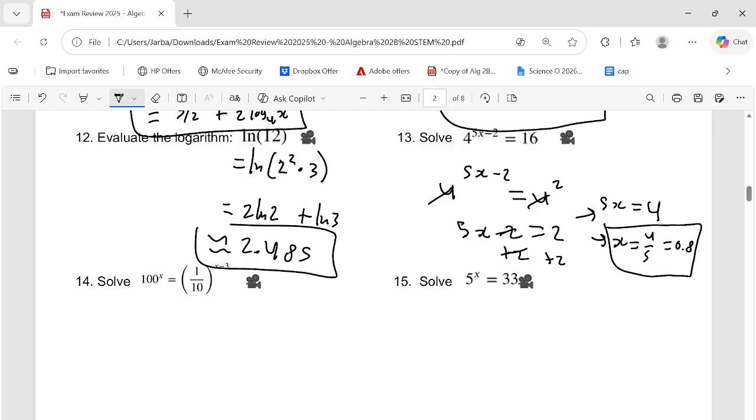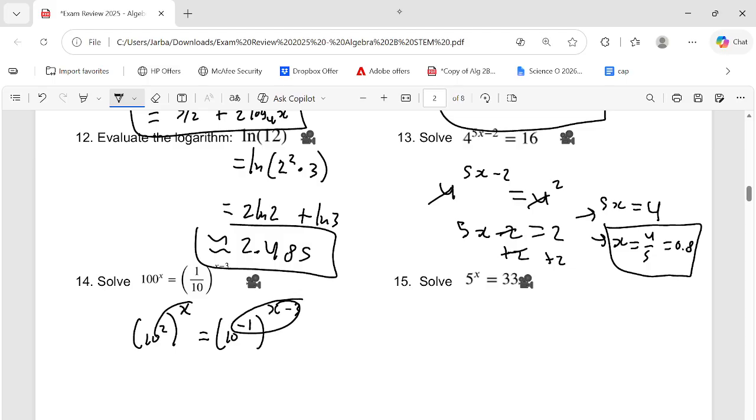Alright, 100 to the x equals 1/10 to the x minus 3. I'm thinking we can get a common base of 10 in both of these. Think about it. 100, that's just 10 squared, to the x. 1/10, that's just 10 to the negative 1, because the negative exponent means you're dividing by whatever the exponent is. So this is 10 to the negative 1 to the x minus 3.